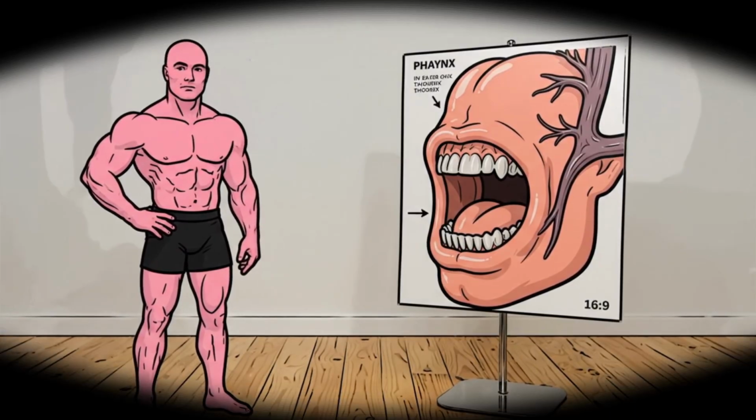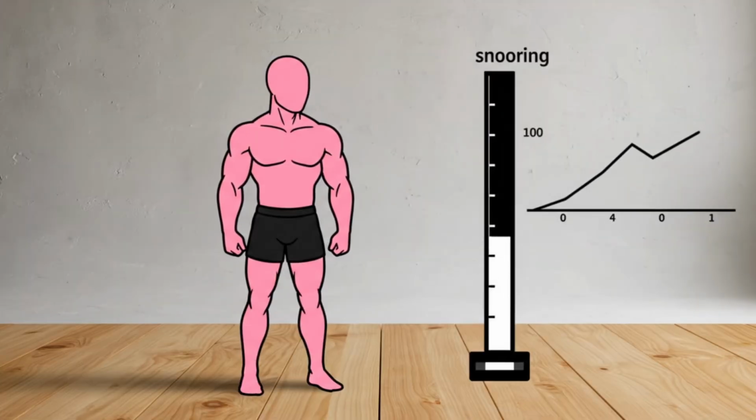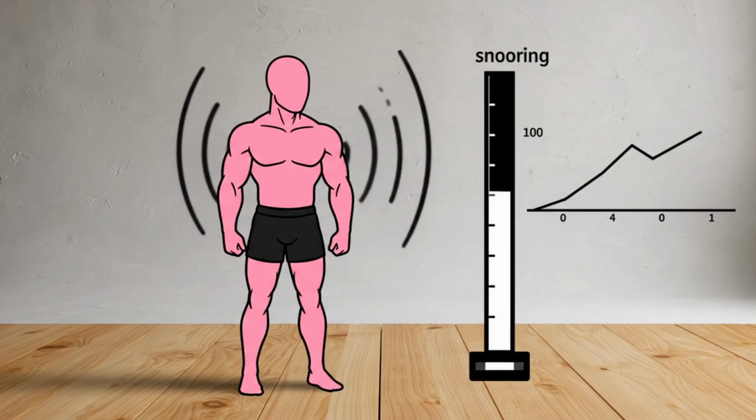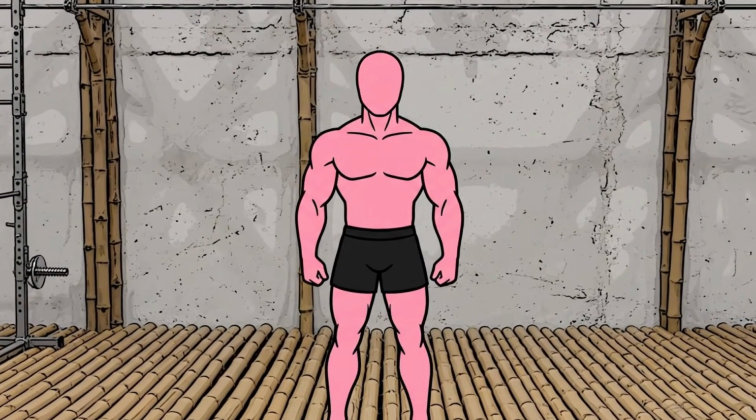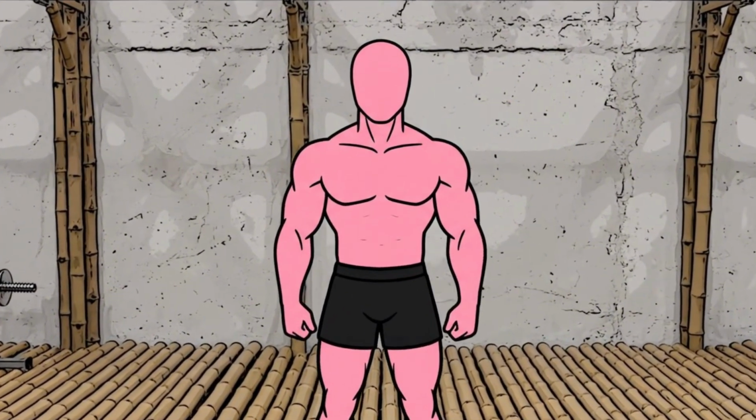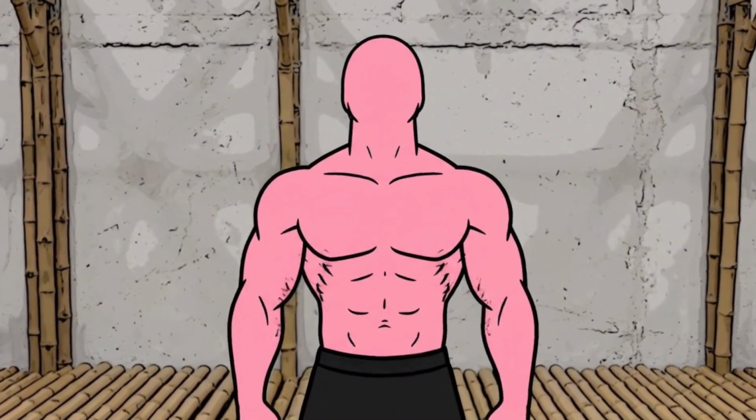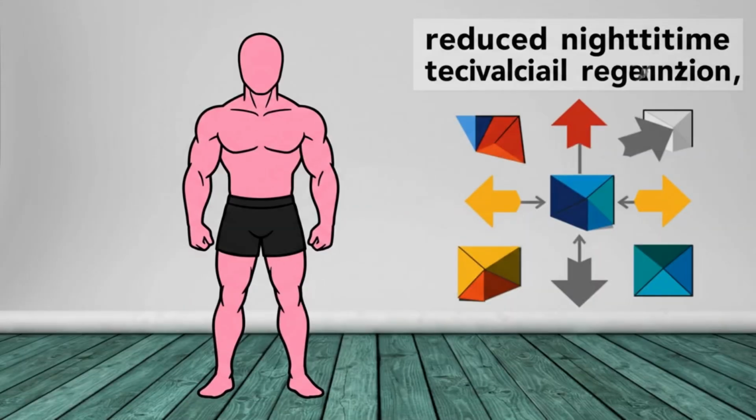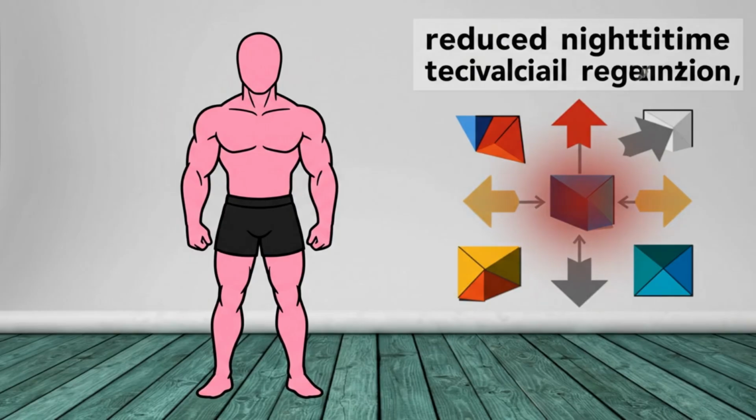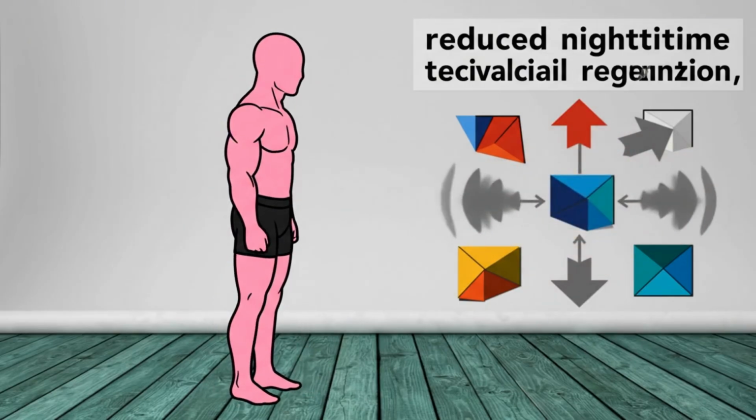Supported supine position. Sleeping on the back with a contoured pillow under the knees is the biomechanical gold standard for muscular recovery. Elevating the knees 15 to 20 degrees slackens the psoas major and flattens the lumbar spine against the mattress. Intradiscal pressure across the entire spinal column drops to its lowest possible physiological level.